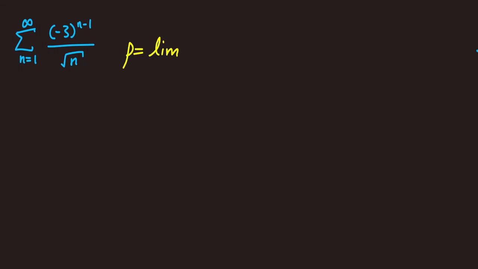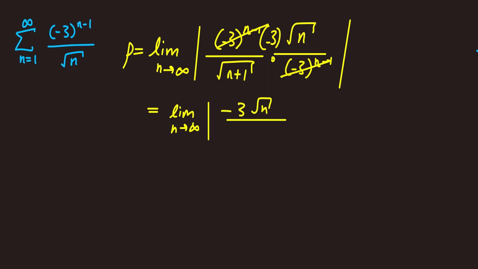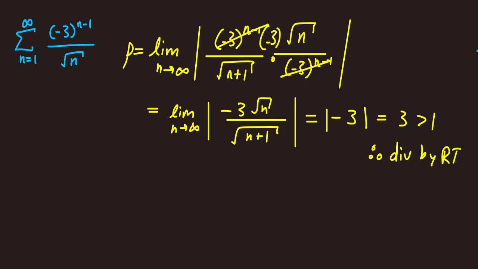So here's another example. We have (-3)^(n-1) over the square root of n. We're going to use the ratio test again. So (n - 1) + 1 is just going to give us n, and then we have the square root of n + 1, times the inverse of the original. We can represent (-3)^n as (-3)^(n-1) times -3, so the (-3)^(n-1) terms cancel out, and we're left with -3 times the square root of n over the square root of n + 1. Take the limit of that, it's just going to be the absolute value of -3, which is 3, and that's greater than 1, so therefore it diverges.